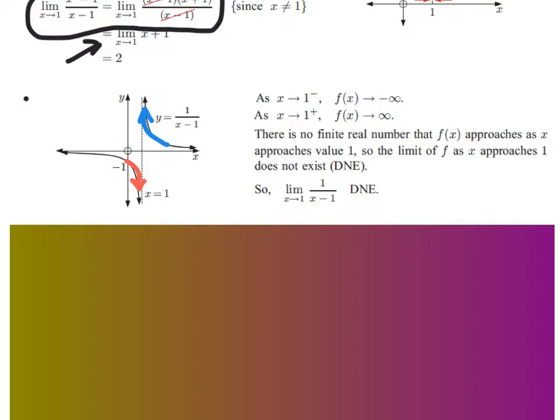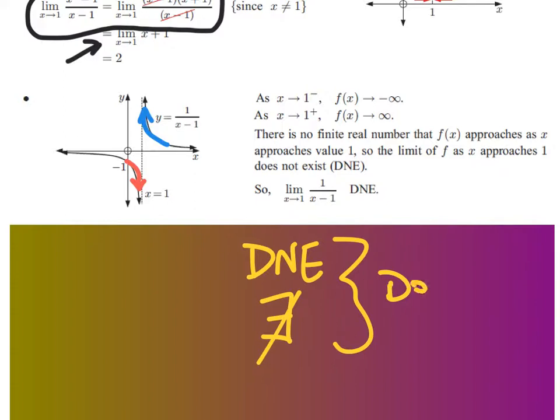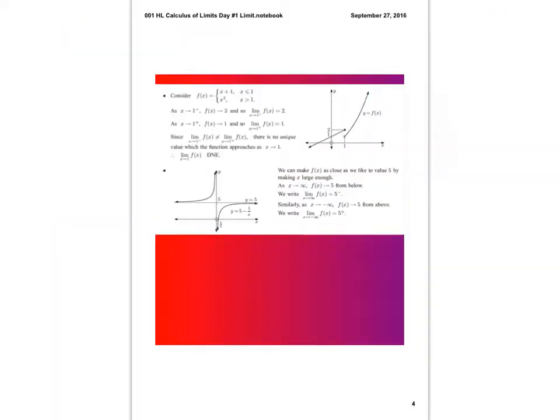So some syntax that you might see for does not exist: DNE, another example might be this backwards E with a line through it. Both of those mean does not exist. Okay? All right, let's keep moving.